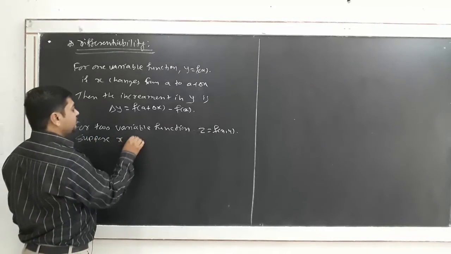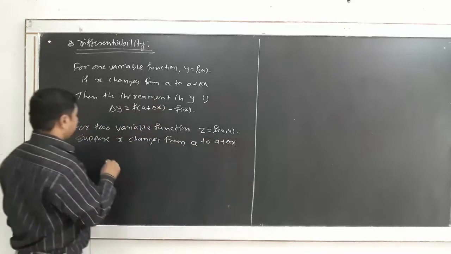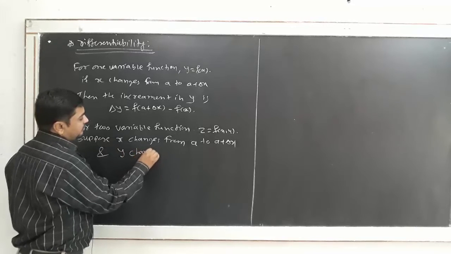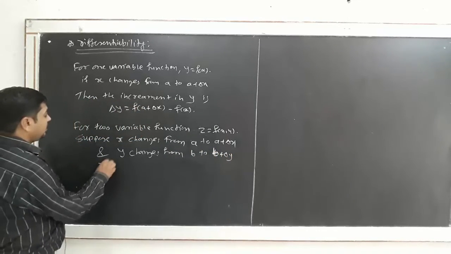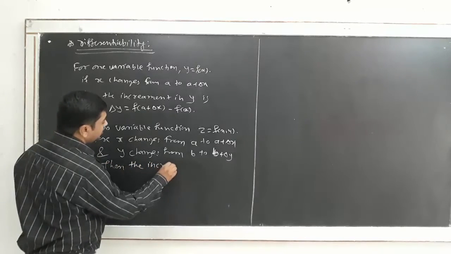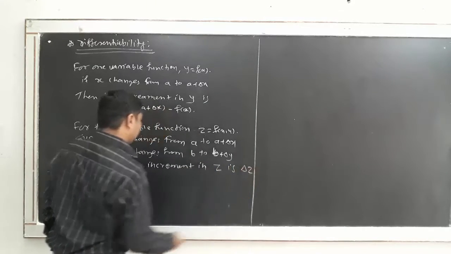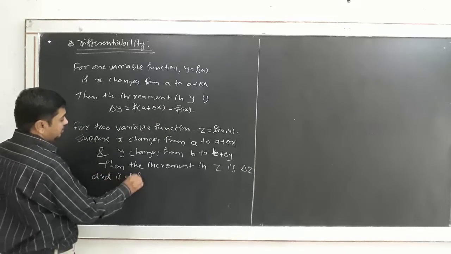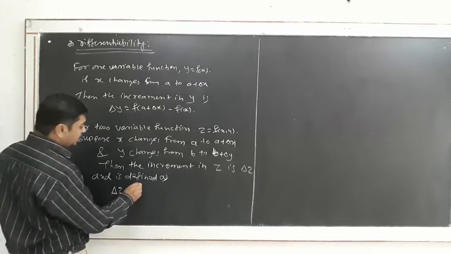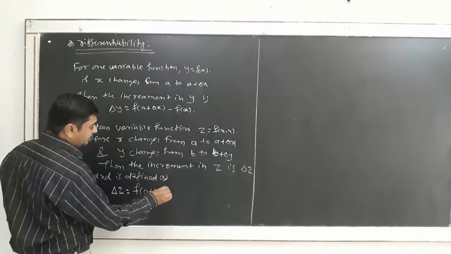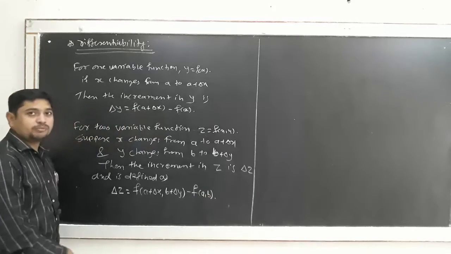So suppose x changes from a to a plus delta x, and y changes from b to b plus delta y, then the increment in z is delta z. How do we write the increment delta z? Delta z is equal to f of a plus delta x, b plus delta y, minus f of a, b.